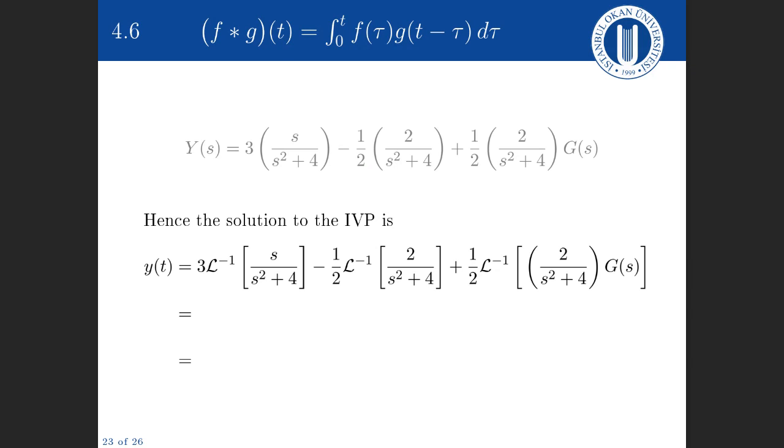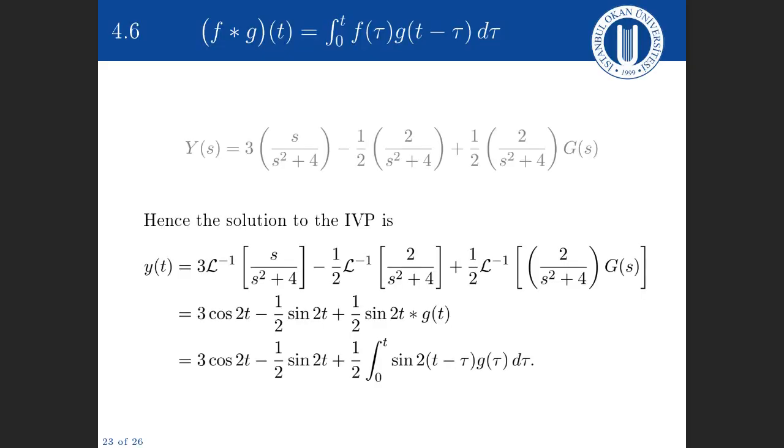So we use convolutions. The first two are easy, cos 2t and sin 2t. And for the third inverse Laplace transform, we have sin 2t convoluted with g. Or in terms of the integral formula at the top, we can write that the answer is 3 cos 2t minus a half sin 2t plus a half integral from 0 to t of sin 2(t minus tau) g(tau) d tau.